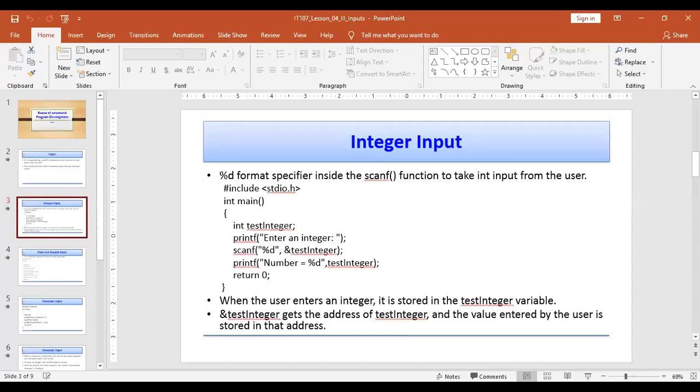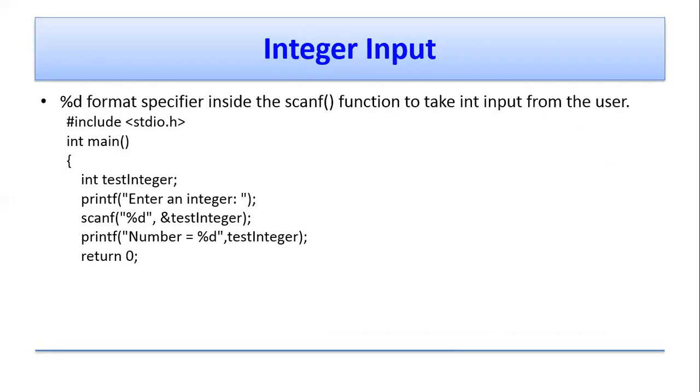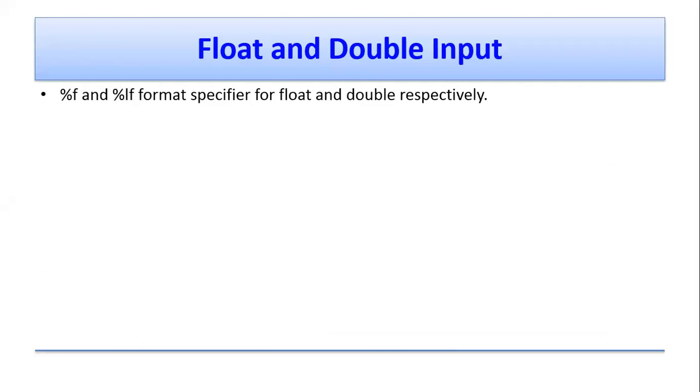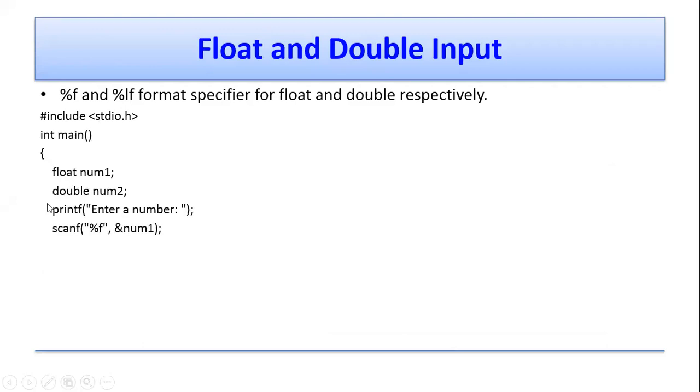So others are also the same, right? The only thing is we have to specify the type of the input, right? So here, if you want to take float and double input, right? Float is specified by %f, double is specified by %lf. LF means long float, all right? So here, say float number 1 and double number 2, right?